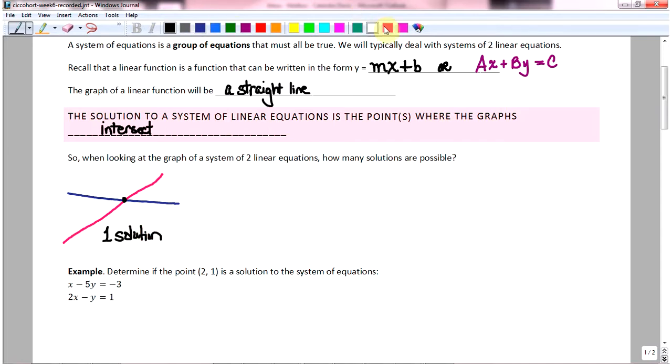How else can we draw two straight lines if they don't intersect in one point? Well, our two lines may never intersect. If they never intersect, those are called parallel. And if the solution is where the graphs intersect, and these never intersect, that means that there's no solution. Whenever this case happens, this is called an inconsistent system.